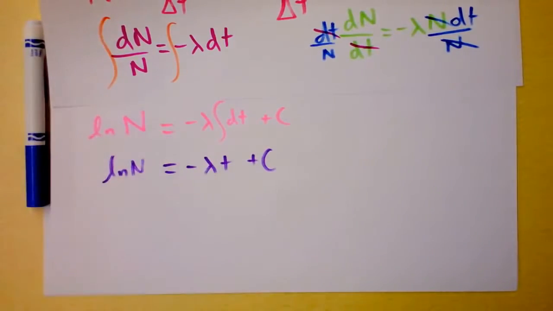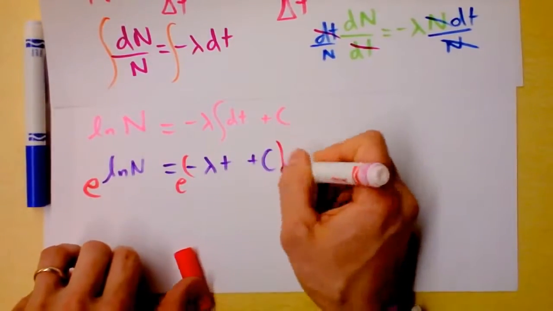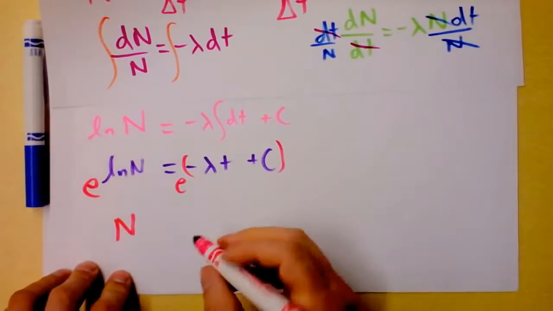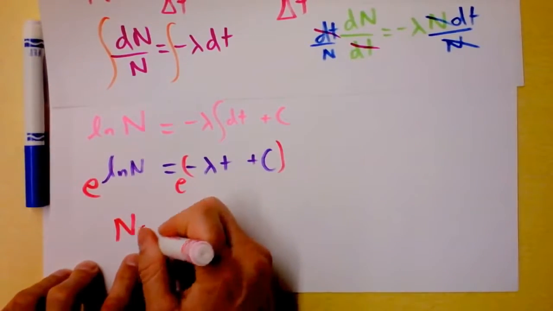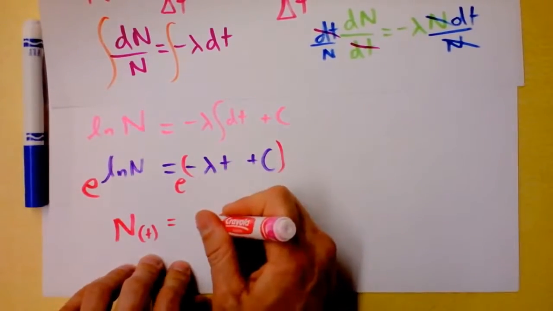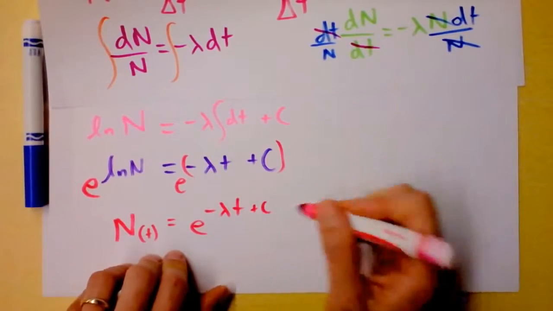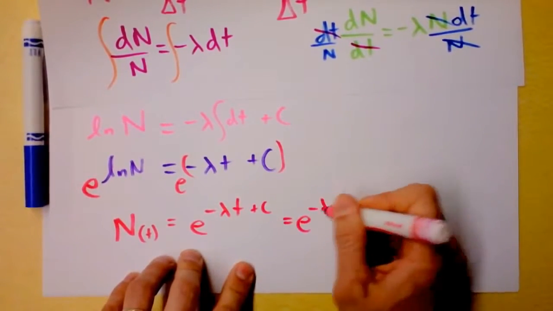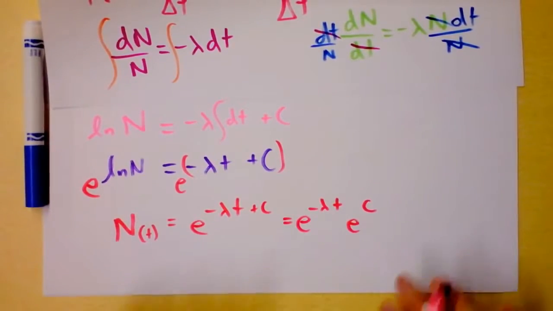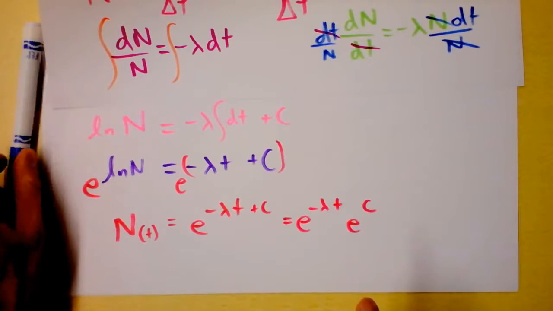And my plan is now to exponentiate both sides. I'm going to raise each of the sides as a power of e, and e to the natural log of n is simply n. Now we've got n, and incidentally, it's a function of t, right? You see t on the other side. I've got e to the negative lambda t plus c, which is e to the negative lambda t times e to the c. And all I have to do now is investigate t equals 0.